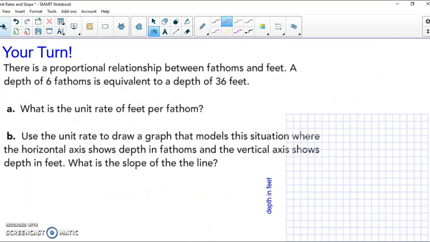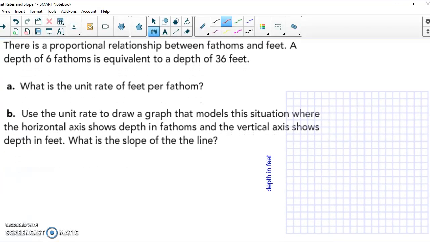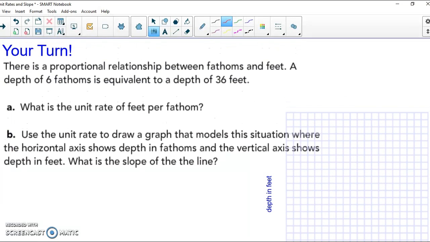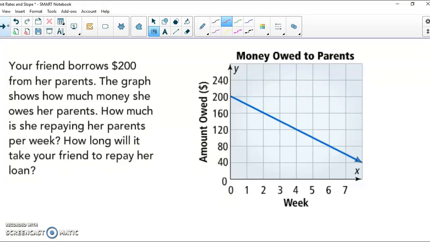All right, it is your turn to go ahead and work this problem out, comparing fathoms to feet. You can work this out on your graph paper with your partner. Make sure you label your x and y axis, and I will be around to check your work. So pause the video until you are complete with that, and then let's work this last problem together.